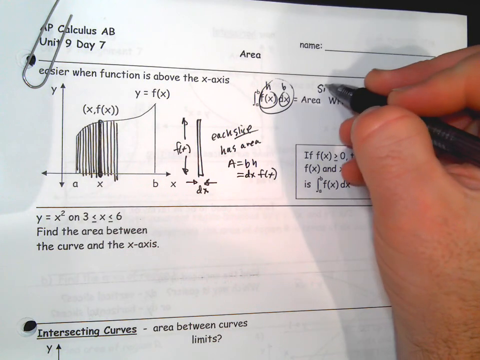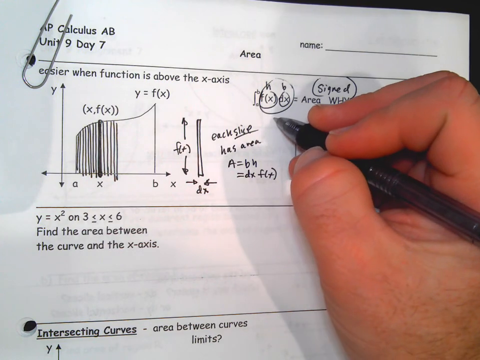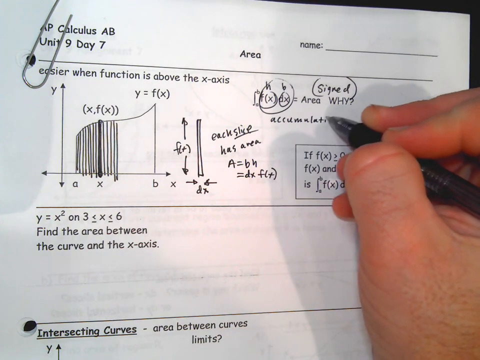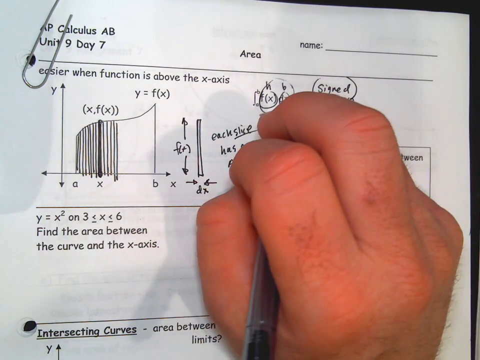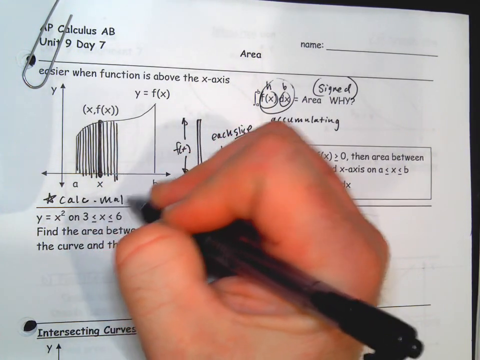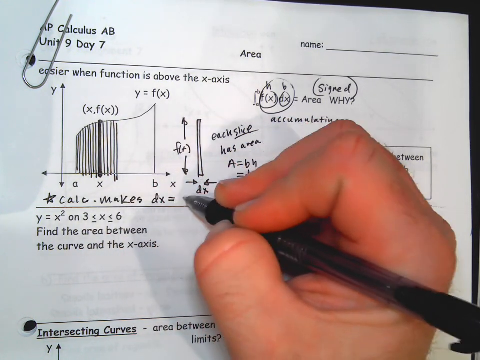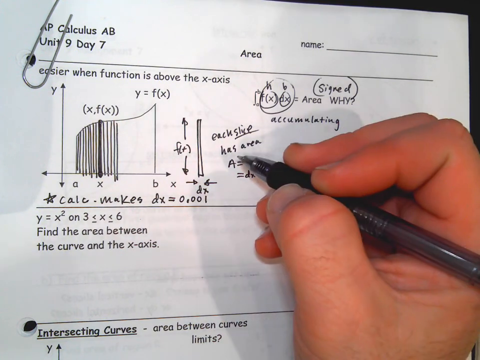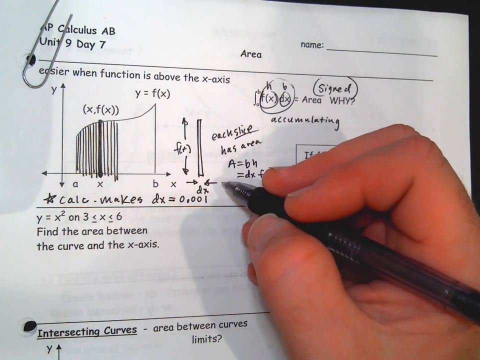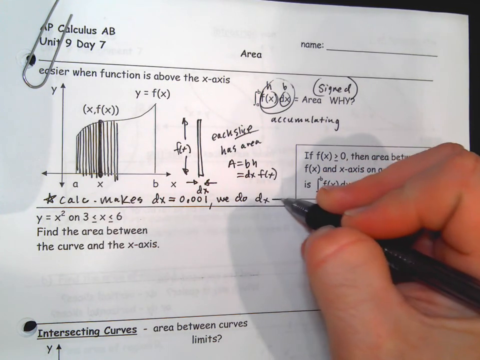Now, it's not really area, it's signed area, remember, because it could come out negative. But we're accumulating all of these thin rectangles and adding them together. This is actually the way your graphing calculator does it. They don't know the antiderivatives, so they can integrate things that we can't integrate. They make the thickness 0.001, which maybe doesn't seem that thin, but it gives a pretty good answer. When we do them exactly, we are taking dx to 0.